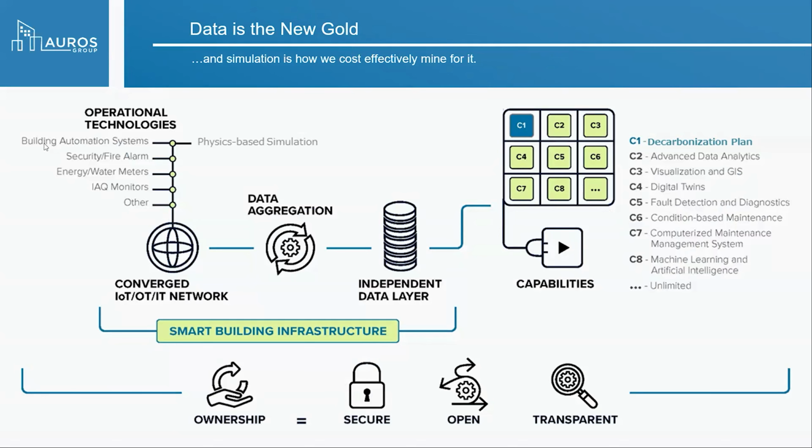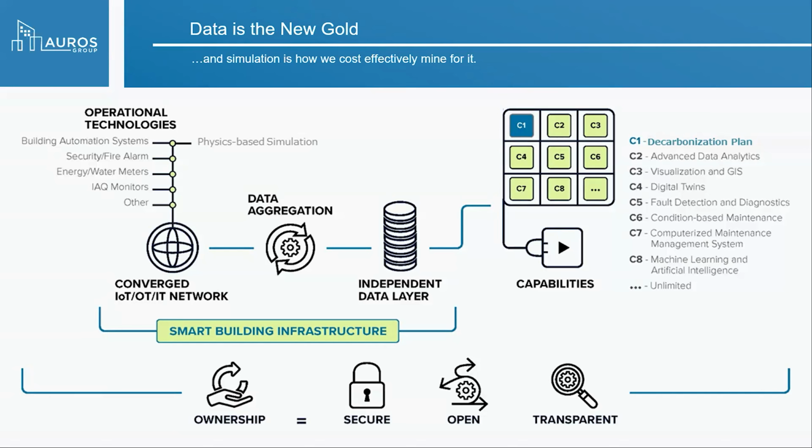And the data that flows from these operational technologies typically is going to flow through what we would refer to as a converged network into a data aggregation point. This point can be hardware or software. And this is where we translate all the different protocols of data across these operational technologies into a single language, English, so we understand it. And all the data then can be housed in a historian. This historian gives us a single pipe connection into the building.